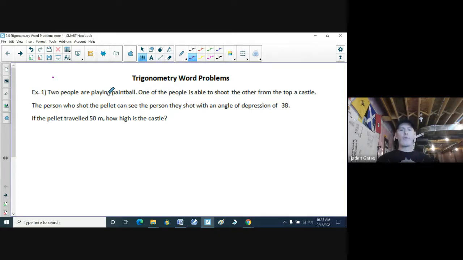So every time I have a word problem, I end up reading it like 3 times. The first time, just to kind of get an idea of what's going on here. We get 2 people playing paintball. One person's at the top of a castle and shoots the other one who's not. Okay, so I'm going to actually start off by drawing that situation.